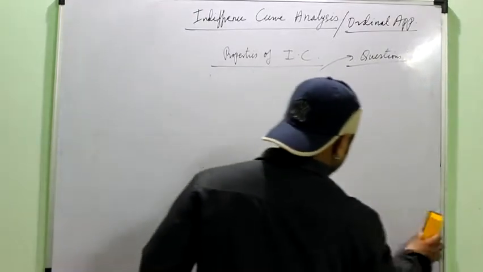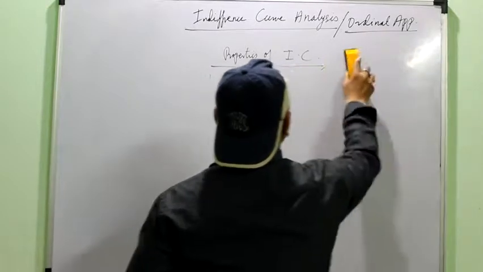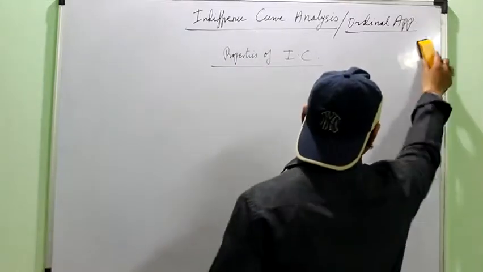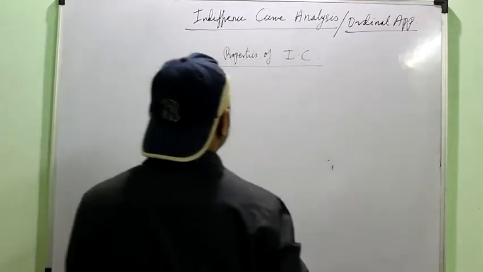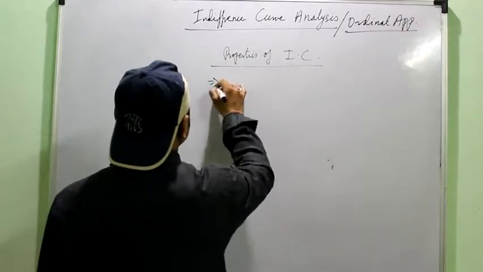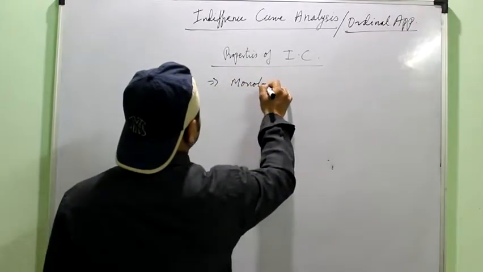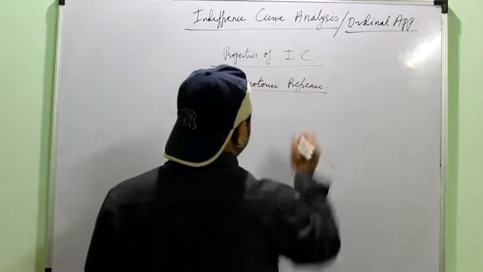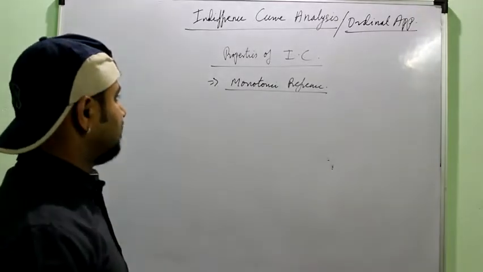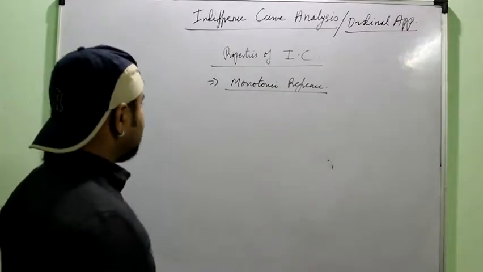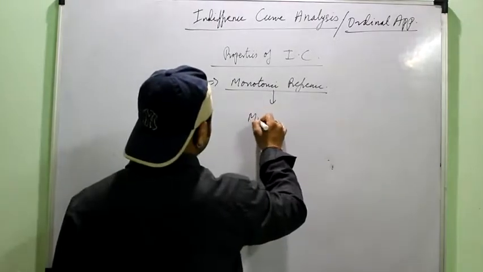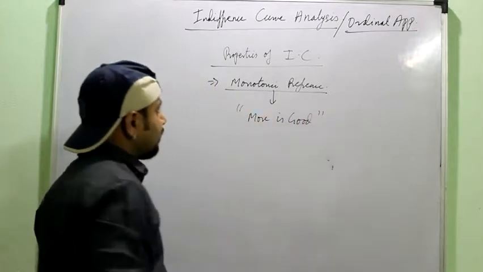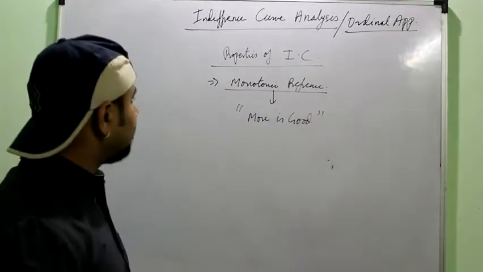Before moving on, just remember two properties we have already discussed for the indifference curve. First is the downward sloping property and second is convex to origin. Now we move on to the third property. But before that, we have to understand the meaning of the term monotonic preference. If I have to explain to a layman, I would simply tell him: more is good. In 3 words I can tell him what monotonic preference is.